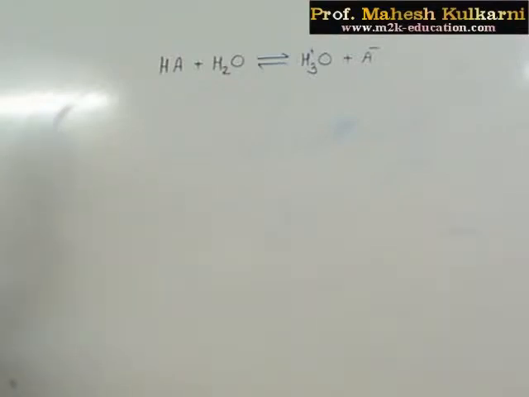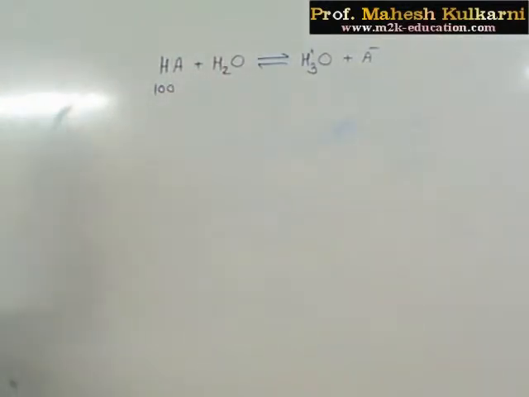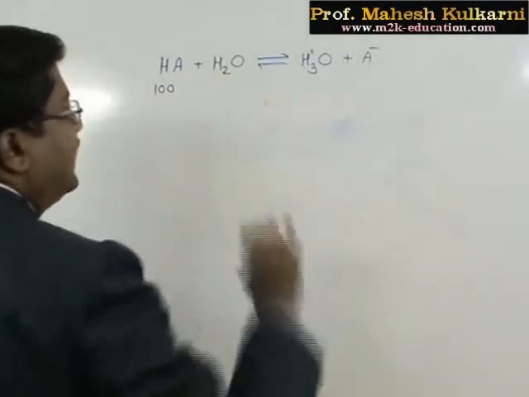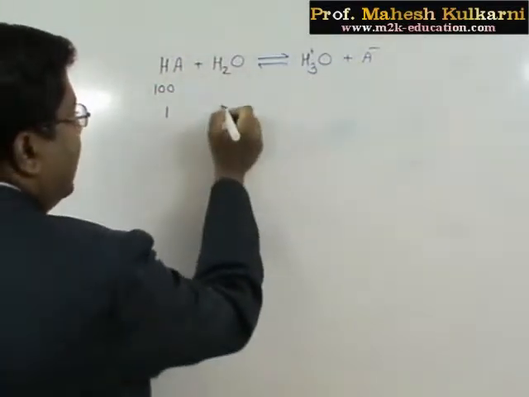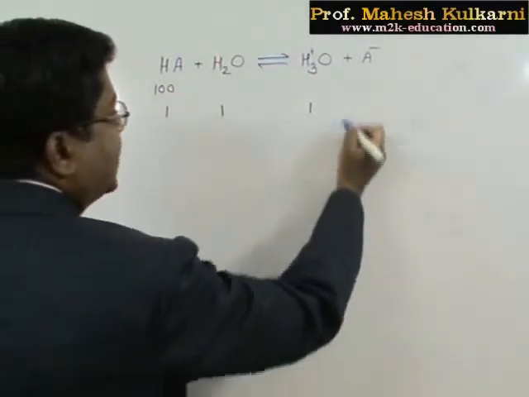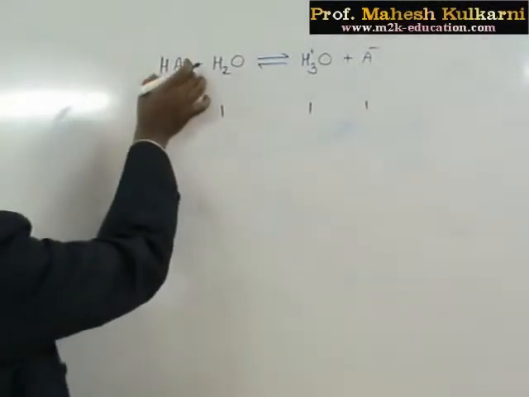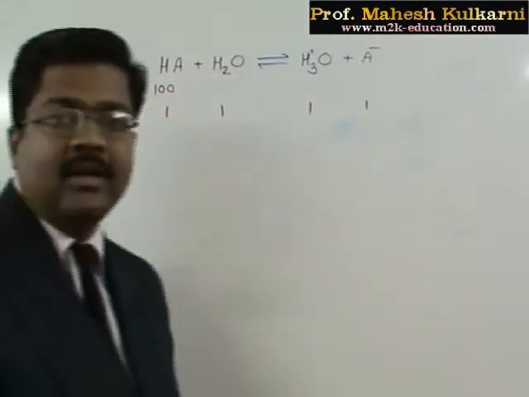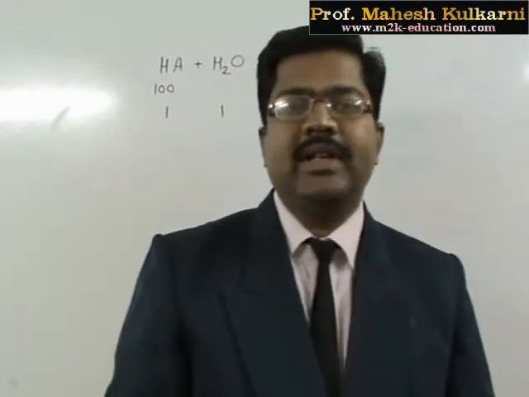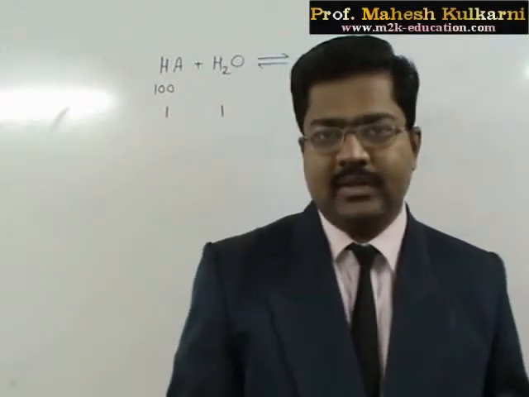Now, this is true, but suppose 100 molecules of HA are there, then it is not necessary that all of them undergo this reaction. It may be possible that one molecule undergoes the reaction. It will react with one molecule of water, and H3O plus formation is 1 and A minus formation is 1. 99 molecules will remain as HA only. They are not taking part in the reaction. That means dissociation is there, but all molecules are not dissociating at a time. Few molecules can undergo dissociation, few molecules are not.